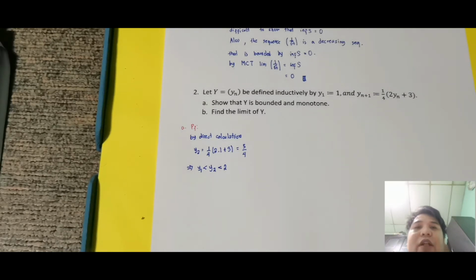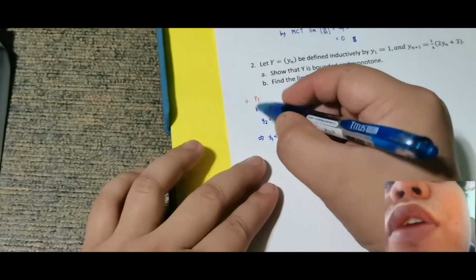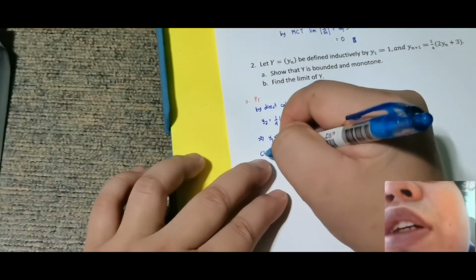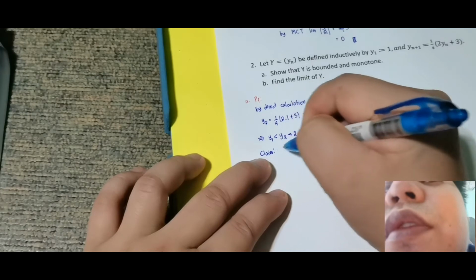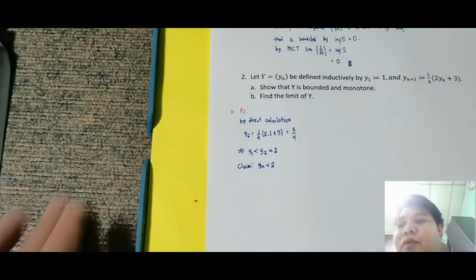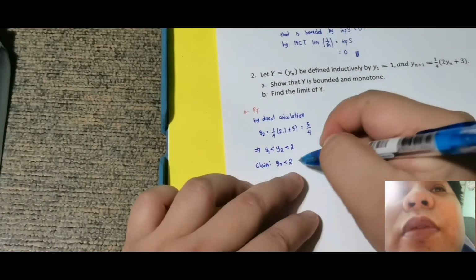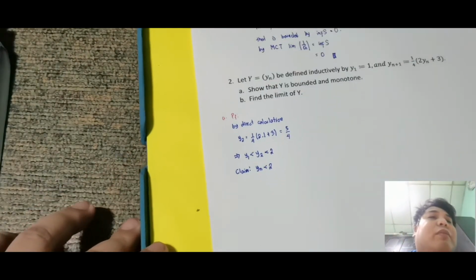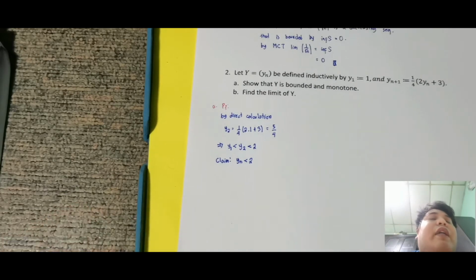Okay, so ngayon ang claim natin na kailangan natin i-show, so ang claim ko that y sub n is less than 2. Okay, so this is for n element of natural number. Okay, so ngayon, paano mo ipoprove ng isang sequence is less than 2? So sir, I think by induction, kasi n yung ano natin so at the same time inductively siya.